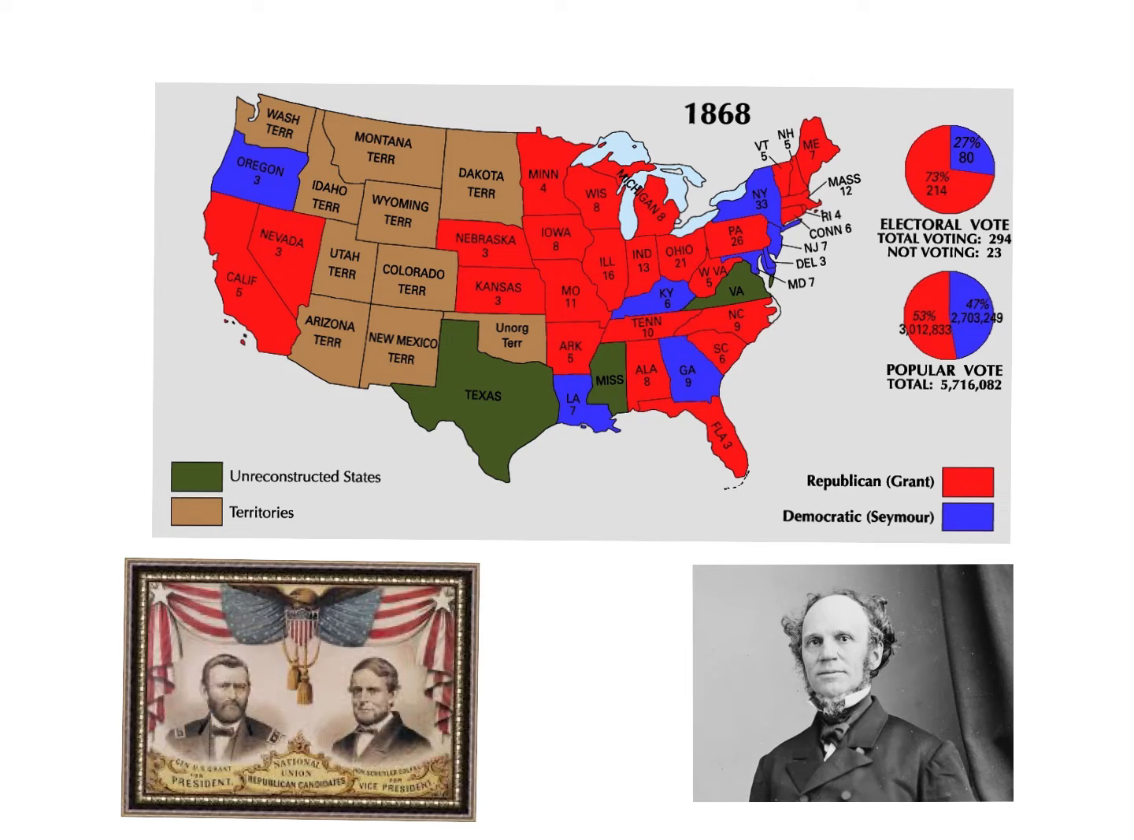Before we go any further, I want to point your attention to the 3 states highlighted in green on the map. They are Texas, Mississippi, and Virginia. And the reason they're highlighted in green is that those states did not participate in the 1868 election because they hadn't yet been restored to the Union.